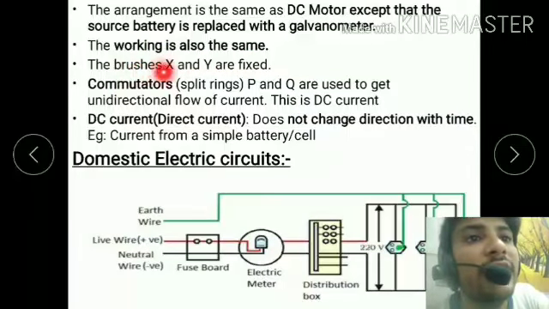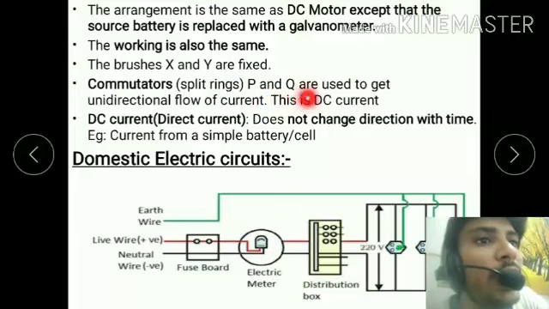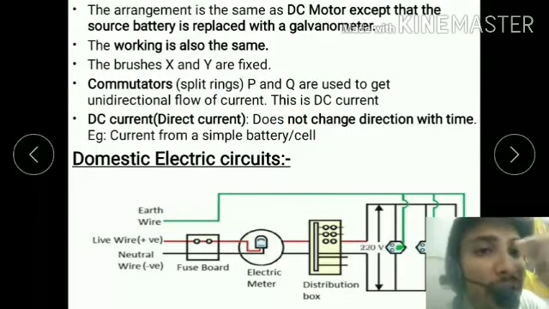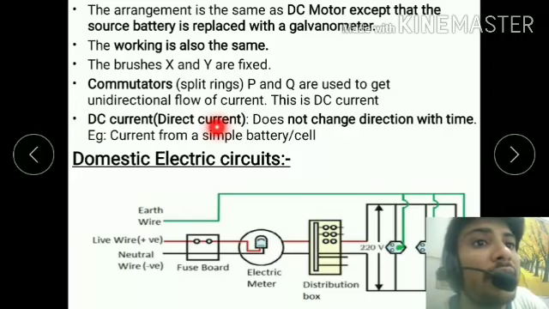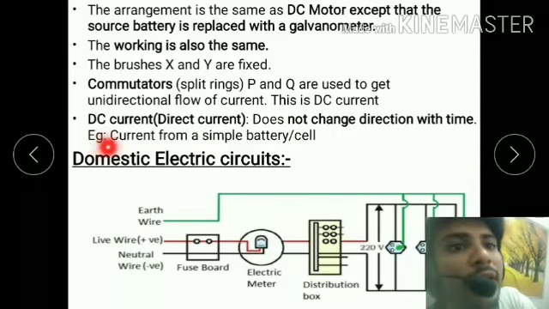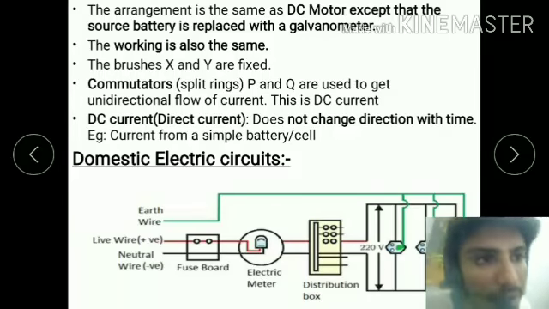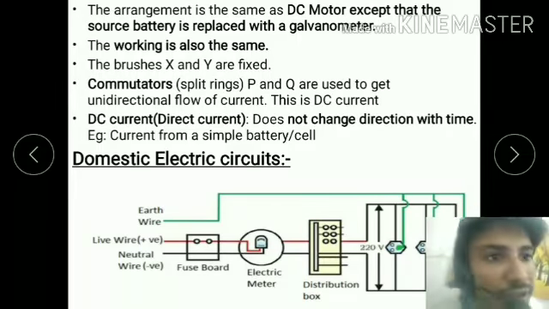The brush X and Y are fixed. Commutators, which means split rings P and Q, are used to get a unidirectional flow of the current. This is DC current. DC, direct current, does not change its direction with time. For example, the current from a simple battery or cell. DC means direct current, where the direction is not changed.